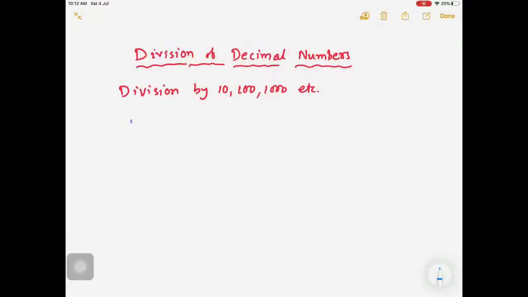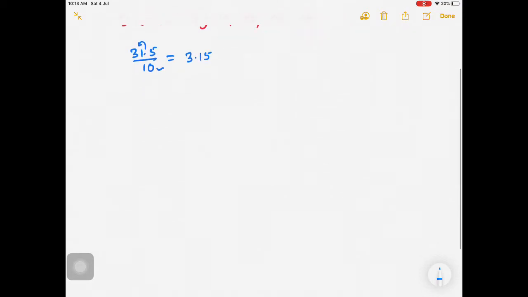Let us divide a number 31.5 by 10. Here just see the number of zeros in 10. Here we have only 1 zero. So shift the decimal 1 place to the left. We get 3.15.